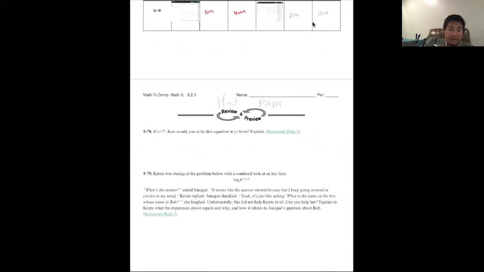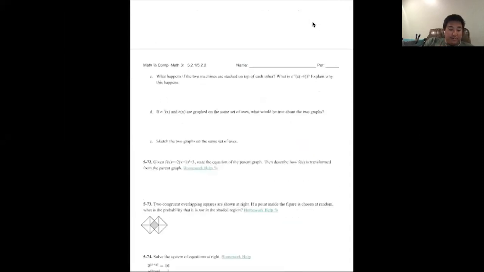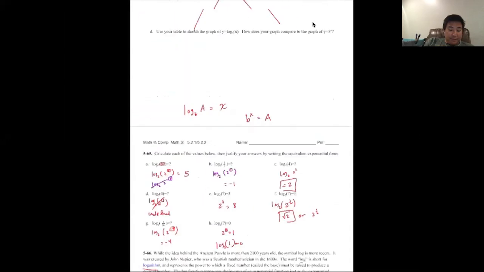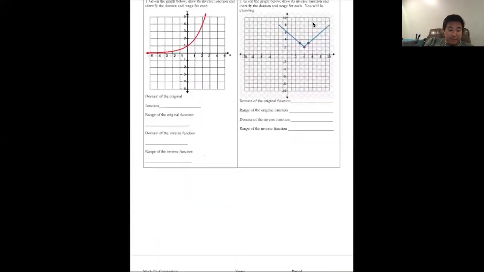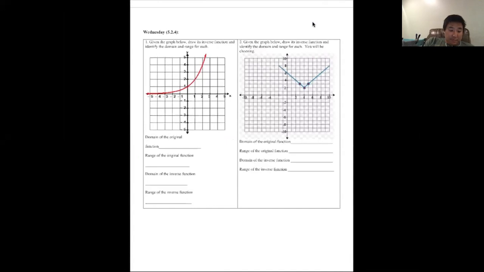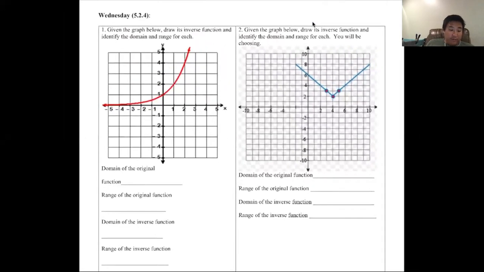All right. Given the graph below, draw its inverse function. So I like to use this point, so that's 0, 1. So you switch it to be 1, 0. And this is 1, 2, so it's 2, 1. And that's 2, 4, so it's 4, 2. Then it goes like this.